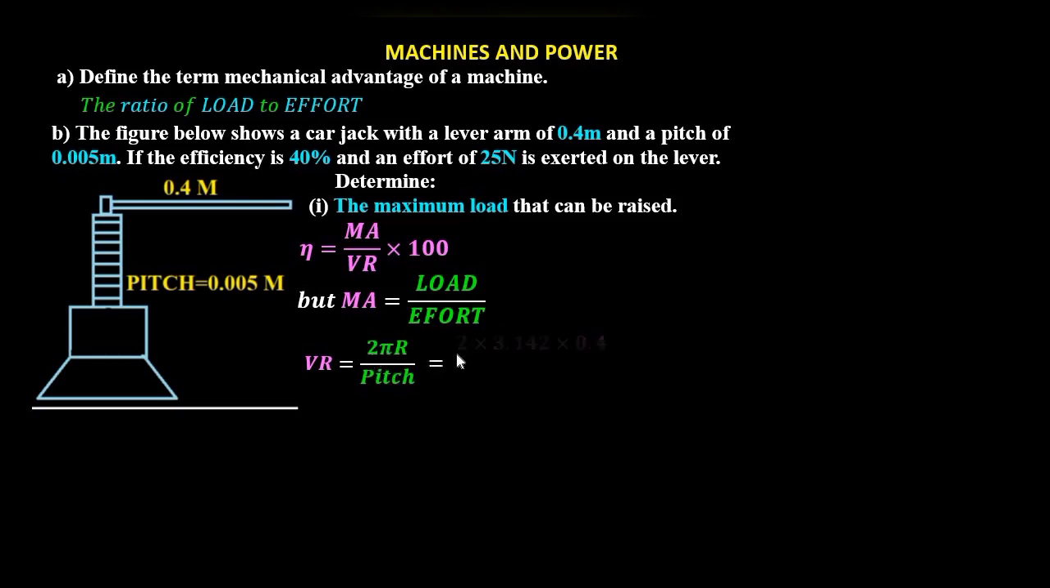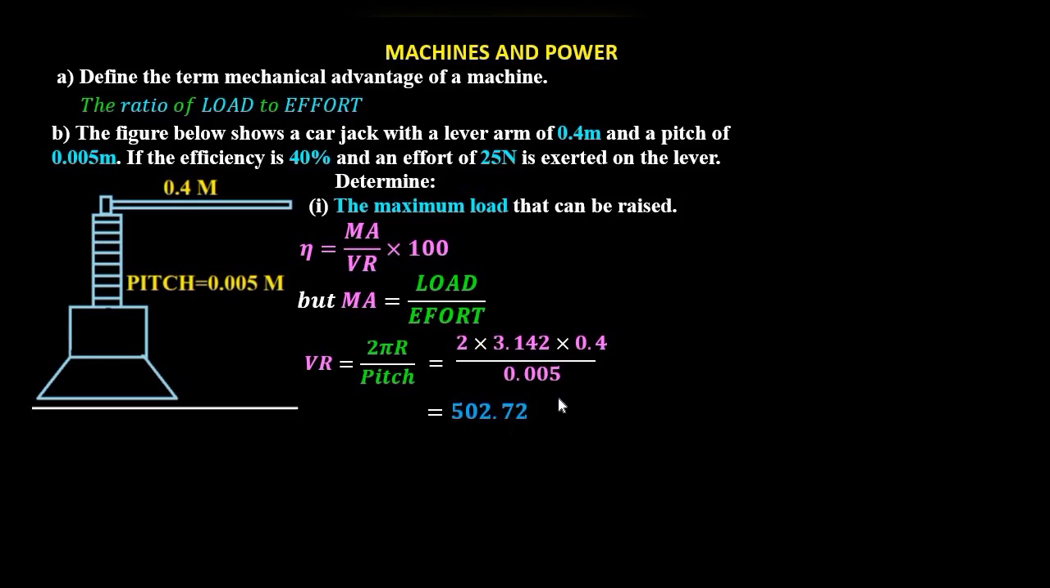So when you are to calculate the velocity ratio of this machine, then doing our substitutions, we'll have on the numerator 2 pi r, where pi is 3.142, and the radius of that circular path is just the length of the lever arm, which is 0.4 meters. And then on the denominator, we have the distance the load is raised, which is the pitch, and the value is given as 0.005 meters. So that is what we have down here. And therefore, the velocity ratio will become 502.72 when this is worked out.